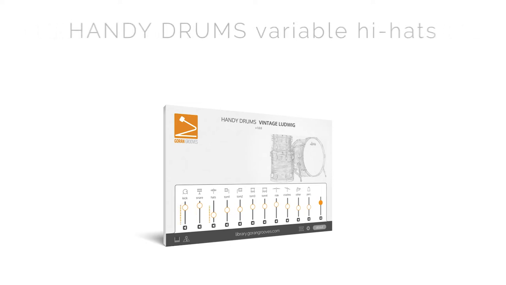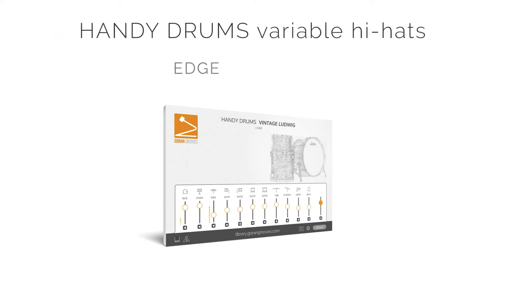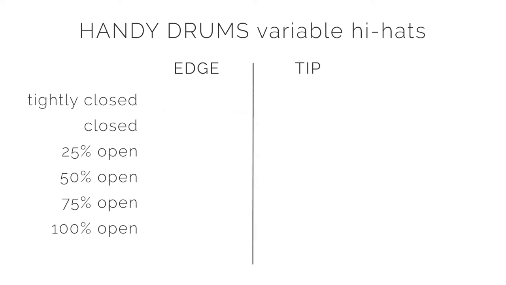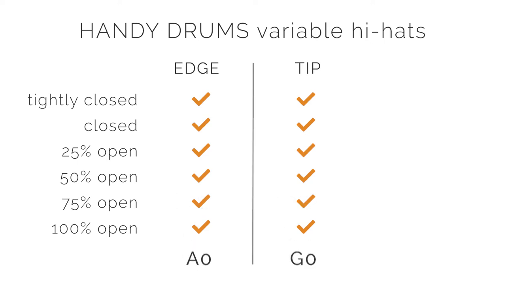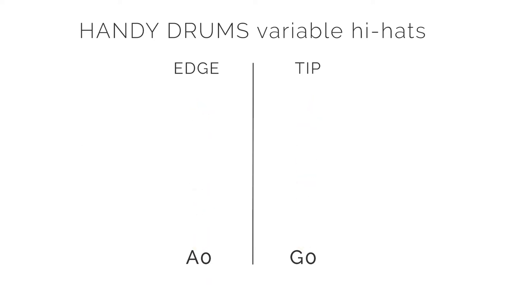Handy Drums' variable hi-hats utilize both the edge and tip sounds with 6 articulations for each: tightly closed, closed, 25% open, 50% open, 75% open, and 100% open. The resulting 12 expressions utilize only 2 notes, the hi-hat edge and the other for the tip.